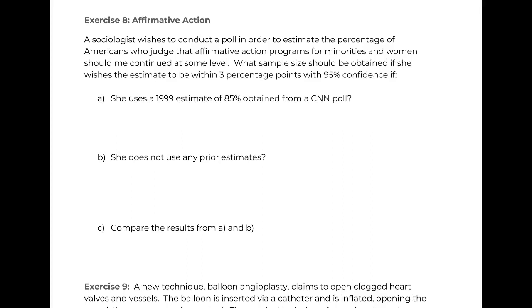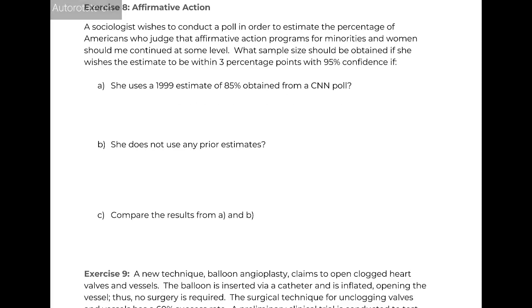All right, so here's our example to see what that sample size calculation looks like in practice. We have a sociologist who wishes to conduct a poll in order to estimate the percentage. I want to take a moment here. We're estimating a percentage. Percentage is a way to say proportion. Estimate is a way to say we want to do a confidence interval.